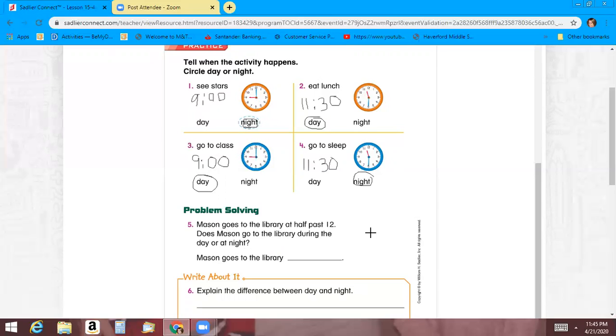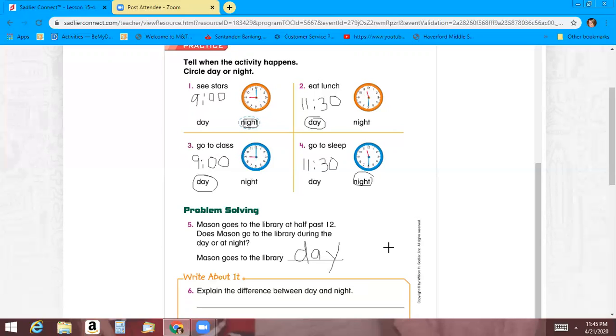Then I know that Mason's going to the library during the day. He's not going 12:30 at night. He's going during the day. So you can go ahead and write the word day, or during the day. I'm just going to write the word day on the line. You can write during the day on the line for number 5.